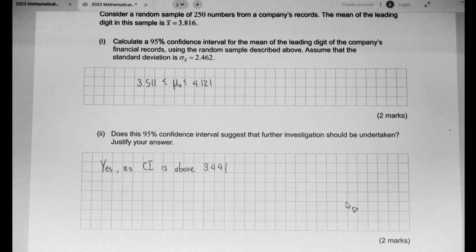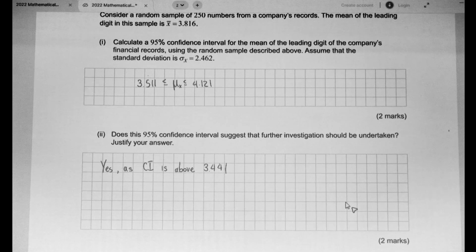You must be kidding me. Why would you give a whole mark just for writing mu in the middle? And it could be mu, it didn't have to have mu sub x, but it can't be x bar. It can't be p, it can't be p hat. You'd be amazed how many kids put those weird things in. Oh, I'm doing a confidence interval, I'll just put that down.